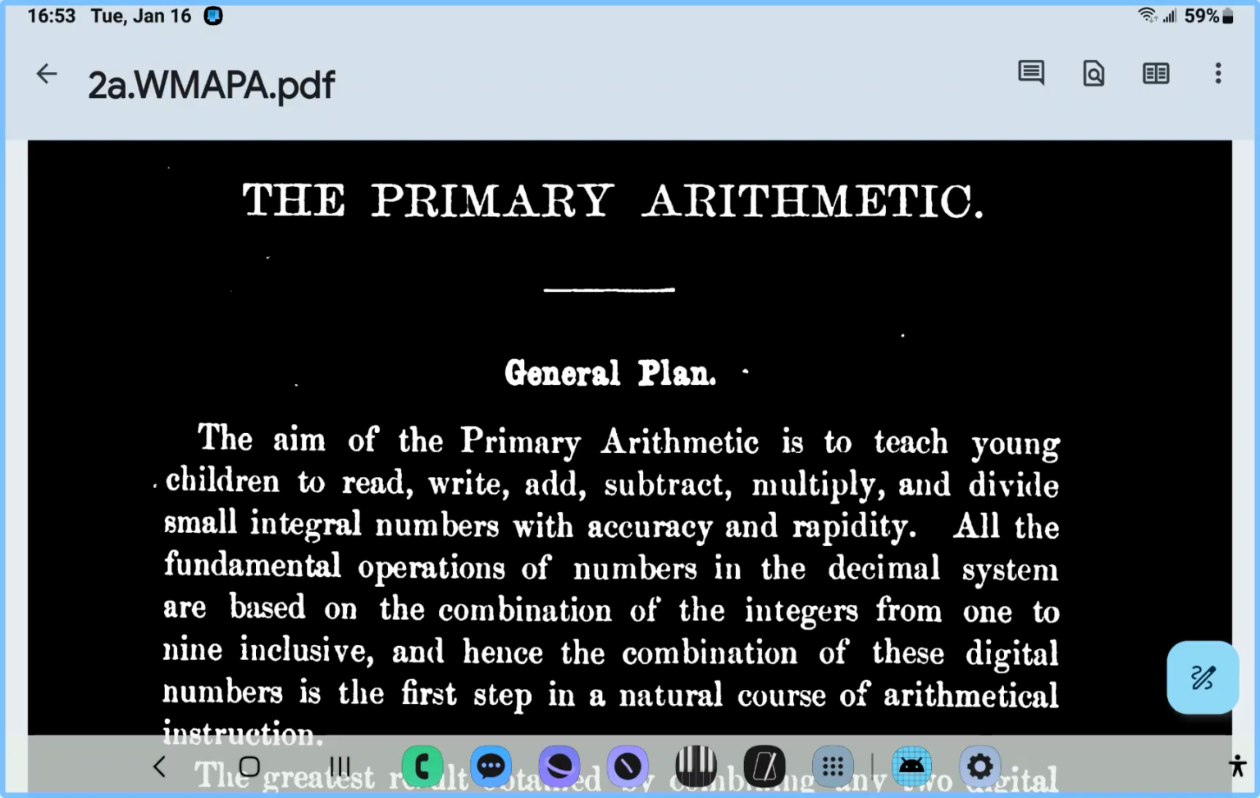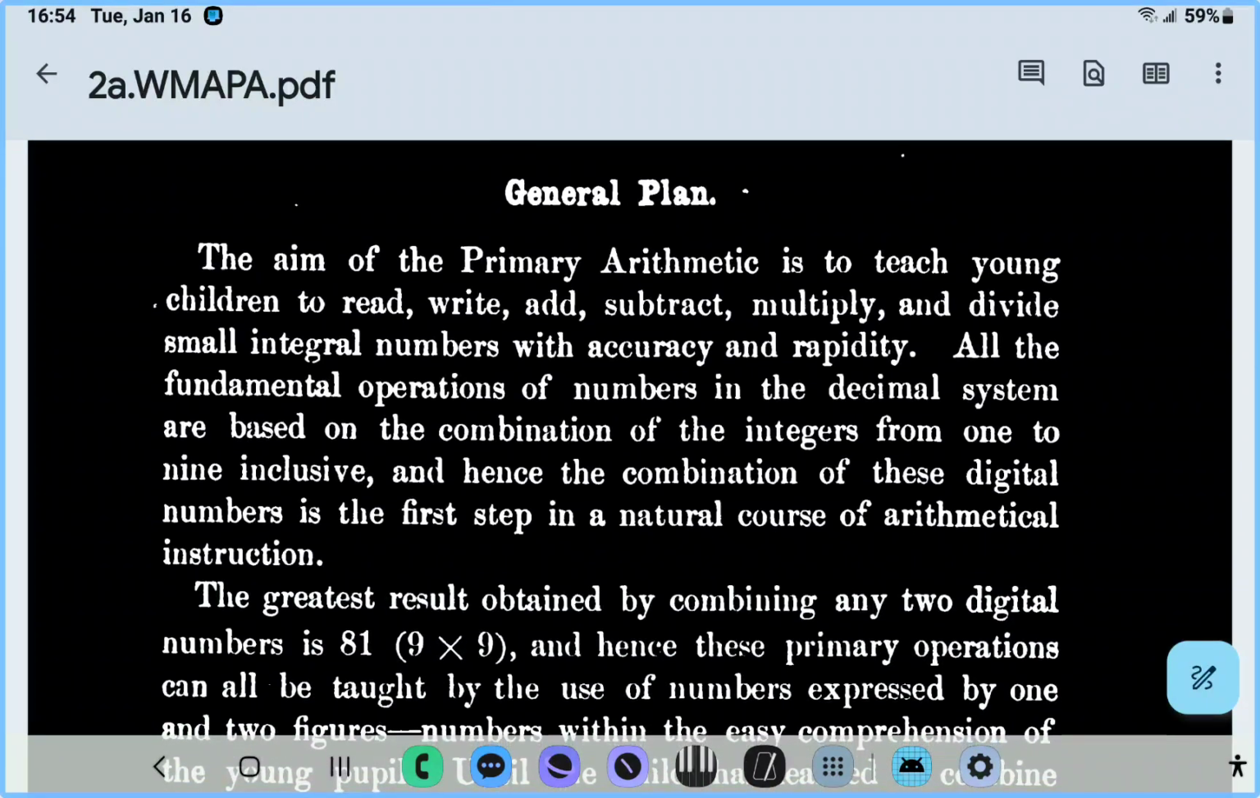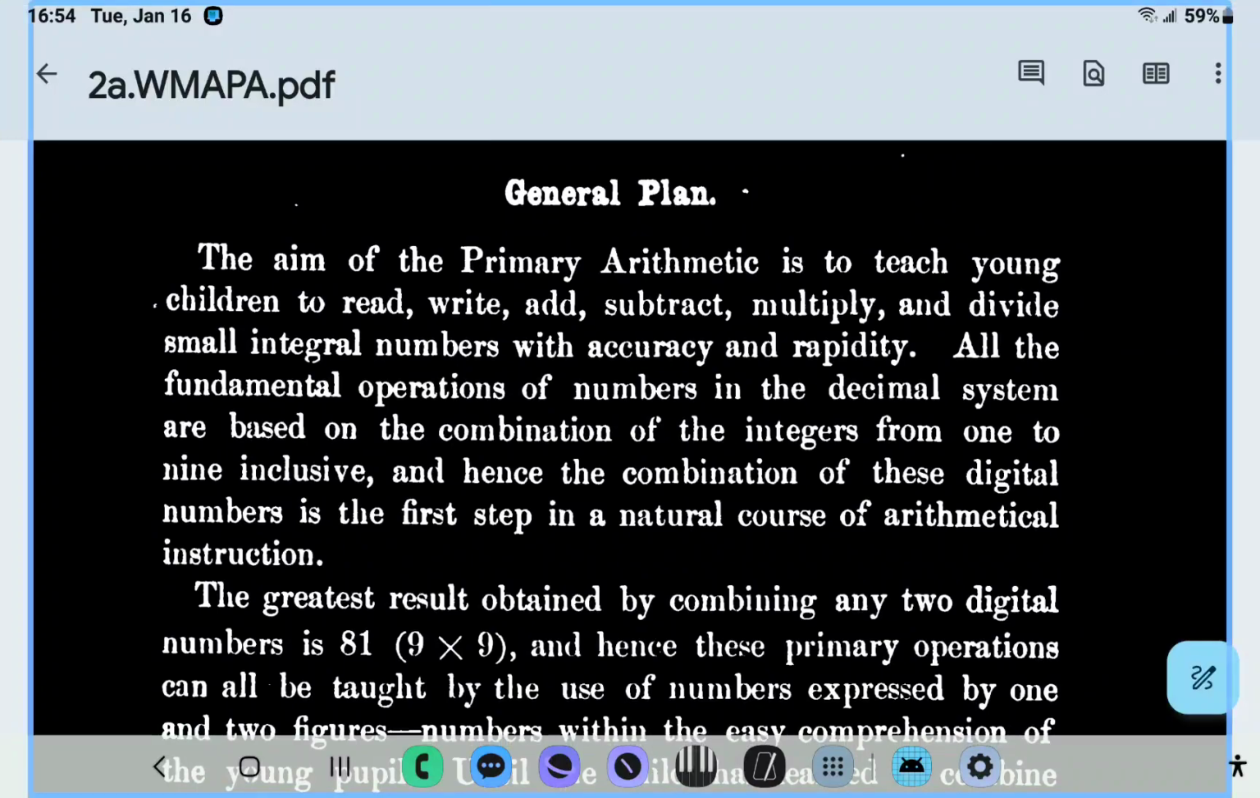Okay, so we're going to read this. I can't do much about the text, like scrolling wise, because once it starts reading, it just stays put, which is really stupid. But we're going to start reading this. So we're going to go from this page to 18. The Primary Arithmetic. General Plan.